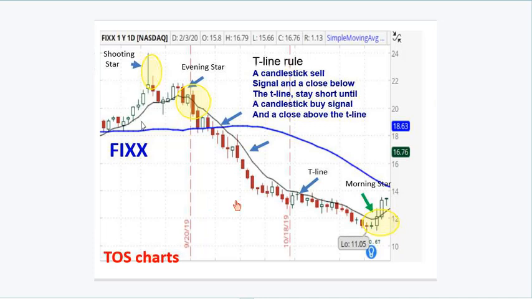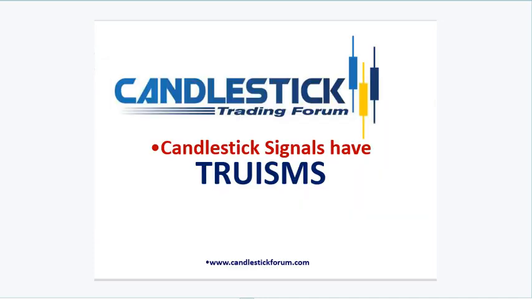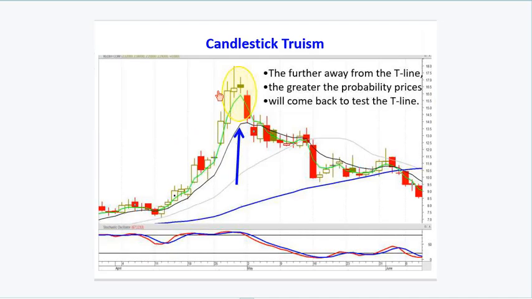So again, with the T-line rule, you've got truisms. The further away you move from the T-line, because it acts like a natural support and resistance level of human nature, the higher the probability it's going to come back and test it. What does that mean to us? That means the further away you move from the T-line, the reversal signals become much more relevant, because that's where you're likely to be heading back to that 8 exponential moving average.